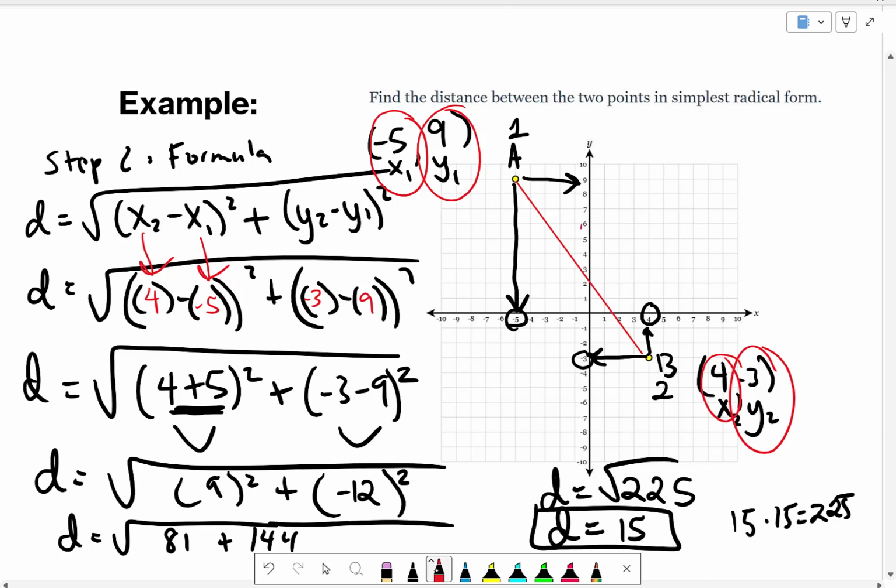So that means that the distance from point A to point B is 15.